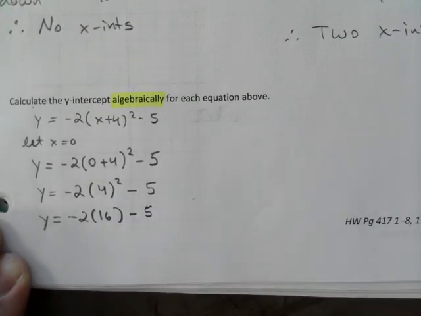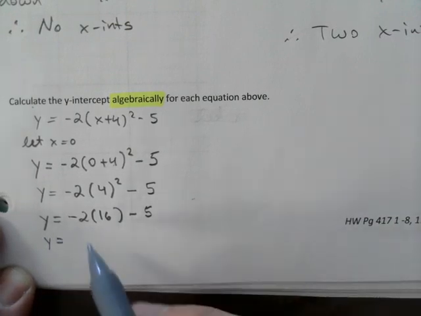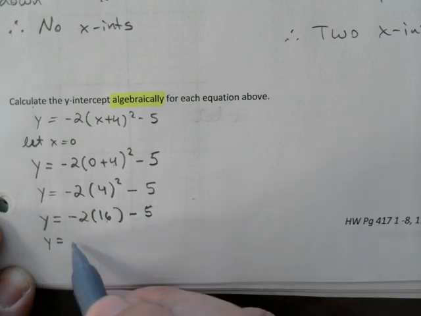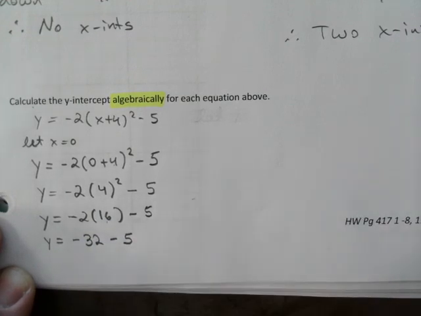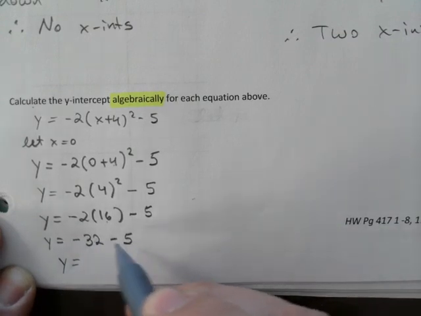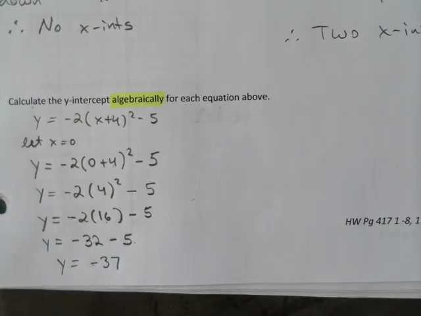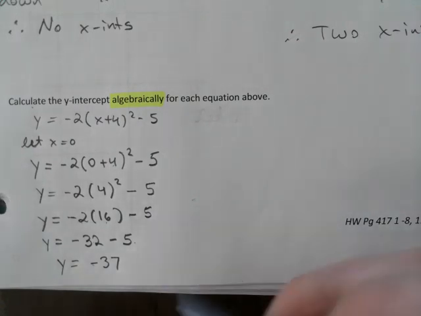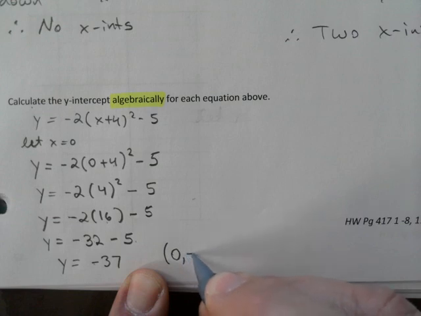There'd be uglier numbers, so don't be scared. -2 times 16 is -32 minus 5. And when you have negatives, they just add, right? -32 minus 5 would be -37. Remember, you always have your calculator anyways, so you can make sure you get that right. So basically, the y-intercept is (0, -37).